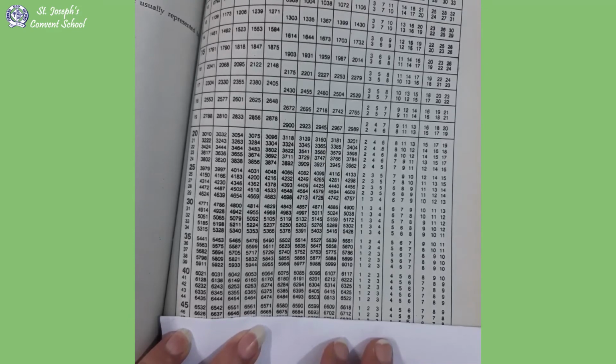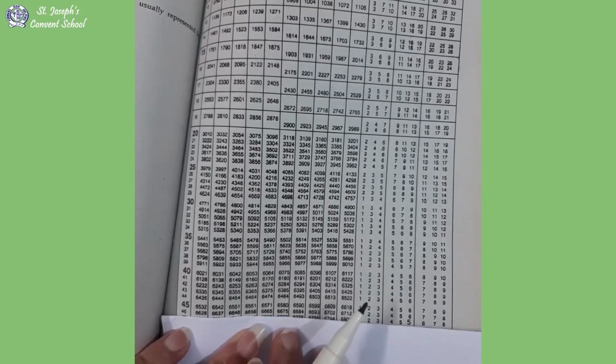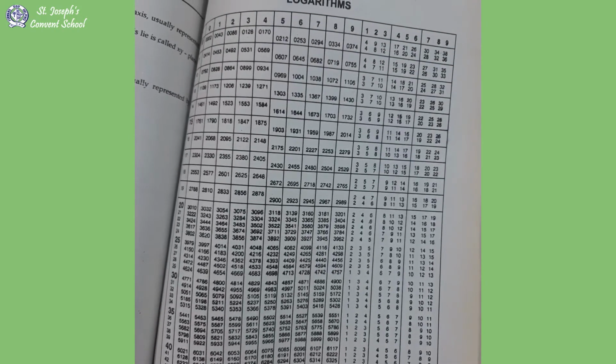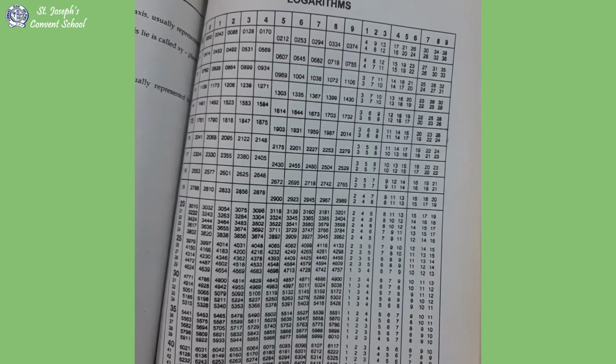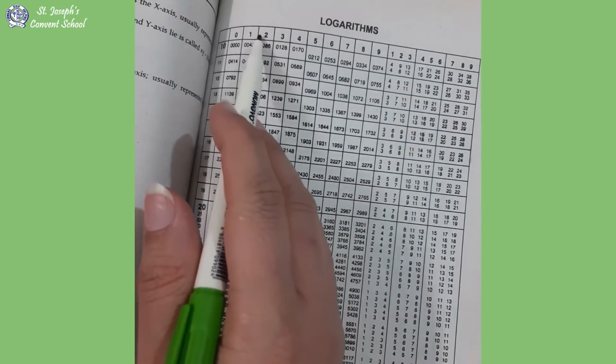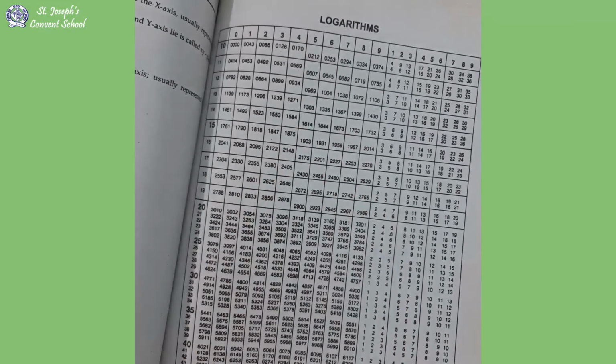So the first two digits you will check in the first column. The first two digits are 46, so you will check 46 in the first column. Now the next digit, the third digit in the question, is 8. You will check 8 in the upper row. Let me show you where. You will check 8 here. You can see these values are starting from 0, 1, 2, 3, 4, 5, 6, 7, 8. 8 is here.